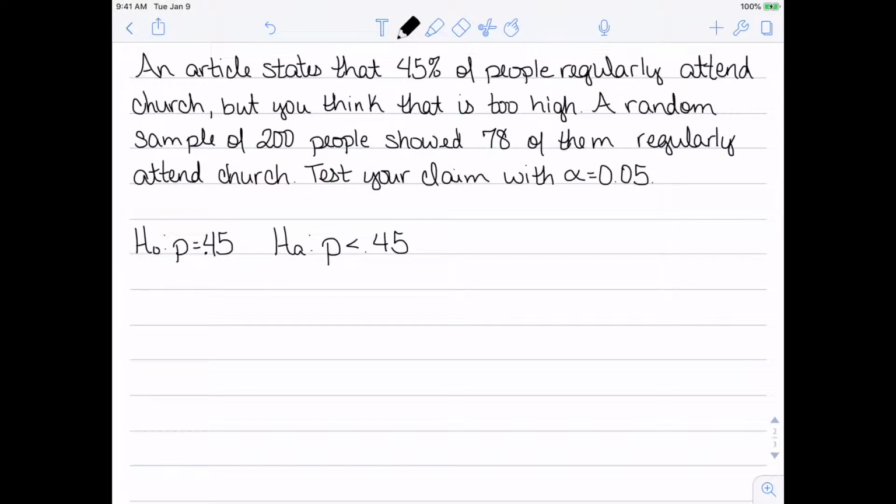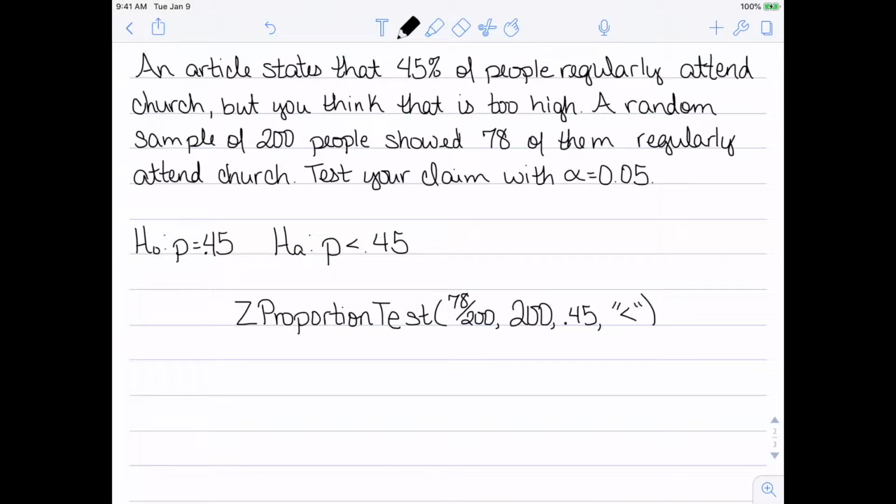Since we're dealing with proportions, we need to use the z proportion test. The first thing we need is the sample proportion. And we see that 78 out of the 200 people attended church, so our sample proportion would be 78 out of 200. The next thing we need is the sample size, which is 200. The value for H0 is 0.45. And then finally the tail. This is a less than. And just a reminder that we do need to put that tail in quotation marks.